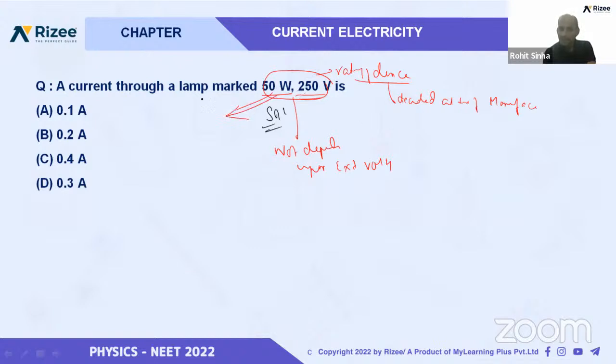Now let us see, it is marked like this. How much current will pass through it? How will you find it? We know the relation P is equal to V into I, because we know power and voltage. So I will be power 50 watt divided by 250 volt. We can solve it and we will get the answer. I think it will be B only. It was a simple question.